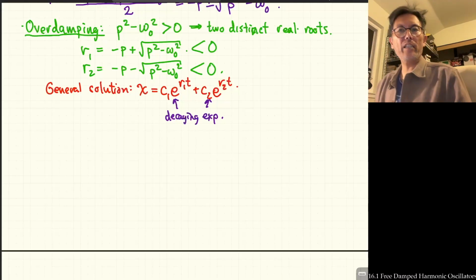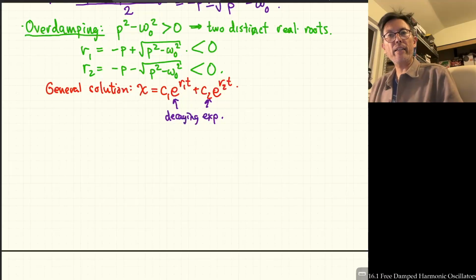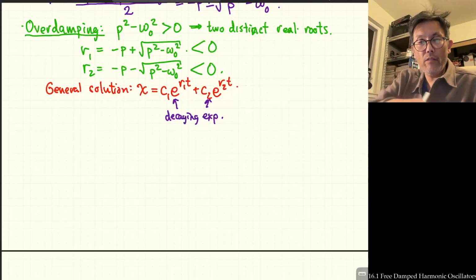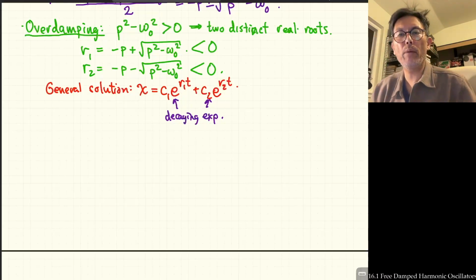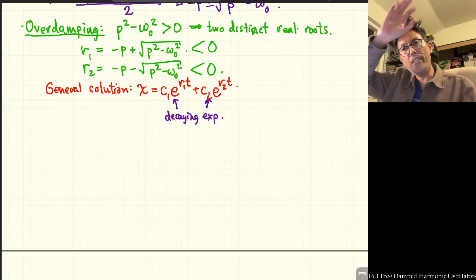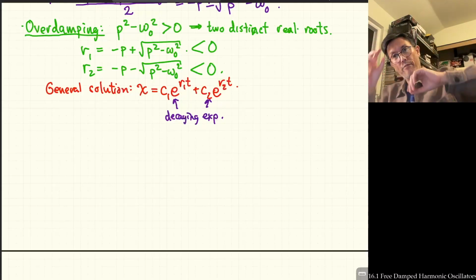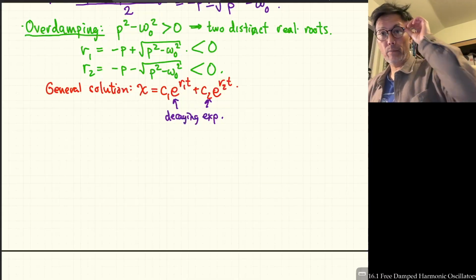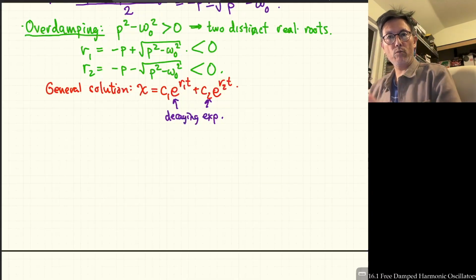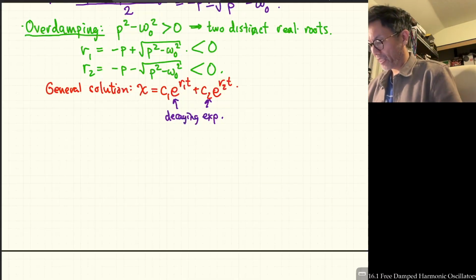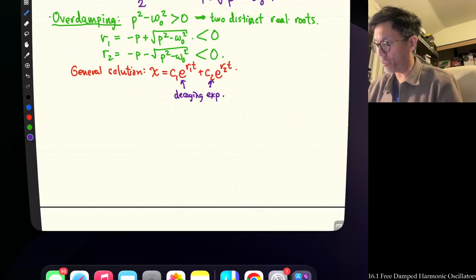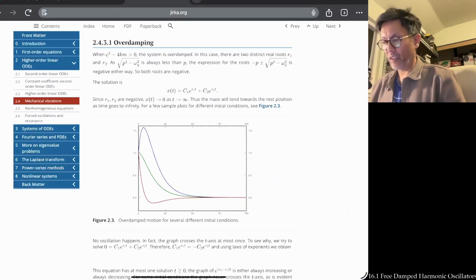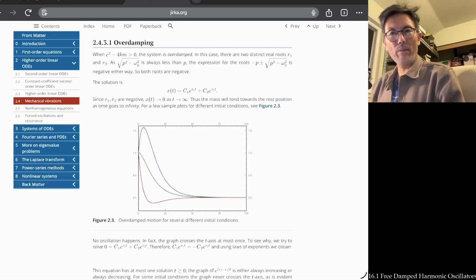They're decaying exponentials. So what we should expect is that as time goes forward in an overdamped harmonic oscillator, we're going to see the displacement of the object go to 0. Let me show you some graphs of example curves of this kind of decaying phenomenon. I'm going to take this straight from the textbook here. Here is our textbook, and here are some pictures of overdamping.